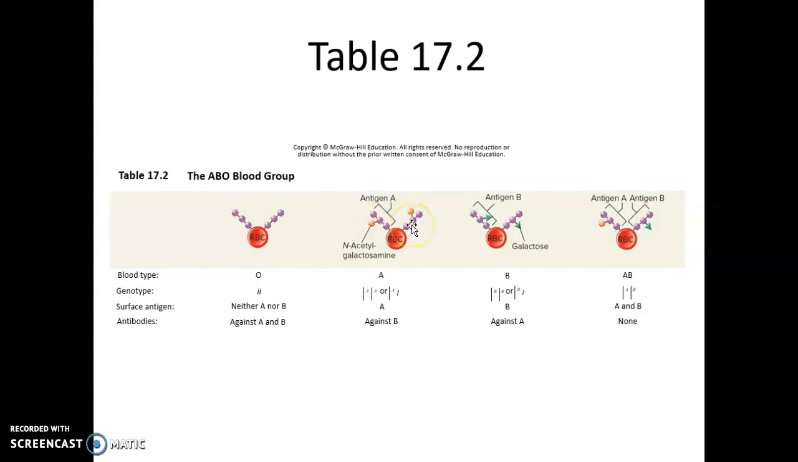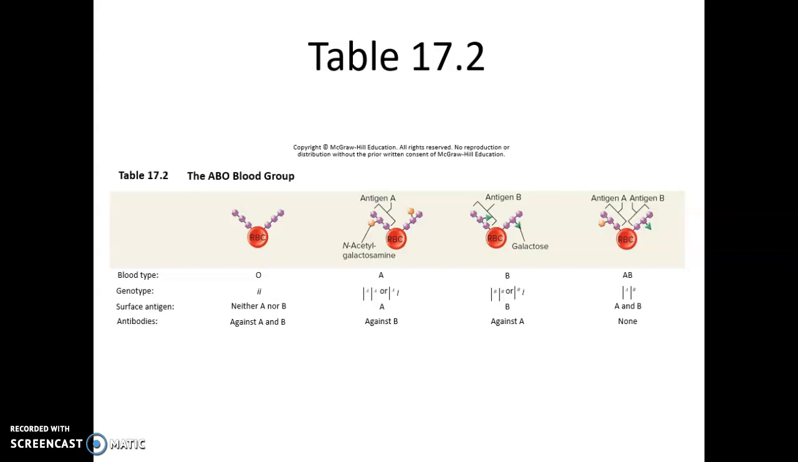So what sugar's on there? We're going to call this the A sugar. This is the B sugar, and this is a combination of both A and B sugars. So O type have none at all. This is codominance because in this individual here, they got an A sugar gene from their mom and a B sugar gene from their dad, and nobody won out in that battle. Each red blood cell expresses and shows both of them.